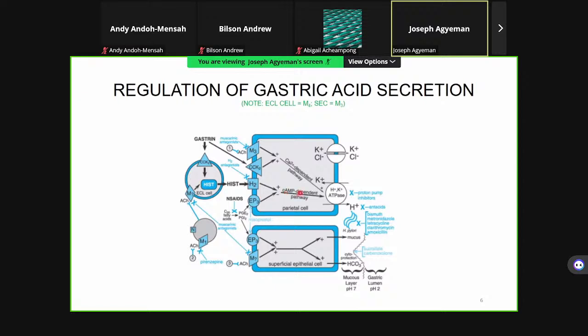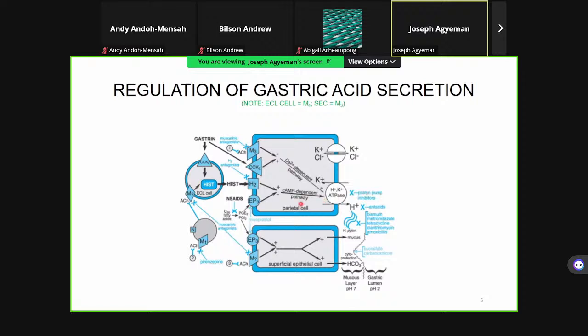When you produce protein kinase A, ideally the hydrogen potassium ATPase normally will not be seen on the membrane. It is actually a cytoplasmic enzyme. So normally it is found here. The hydrogen potassium ATPase is normally a cytoplasmic enzyme. And for acid to be secreted, it must translocate from the cytoplasm onto the cell membrane so that it will serve as a gate or a pathway for acid secretion.